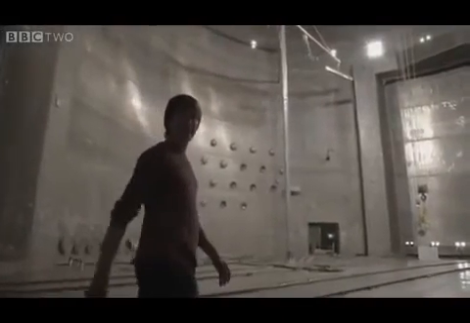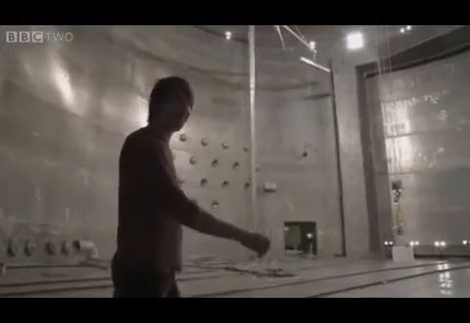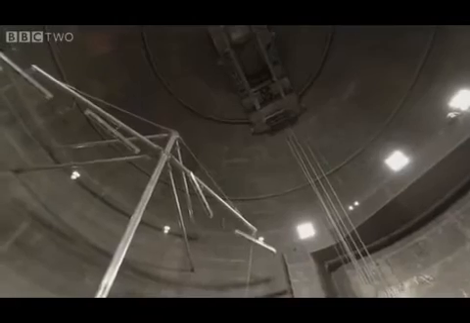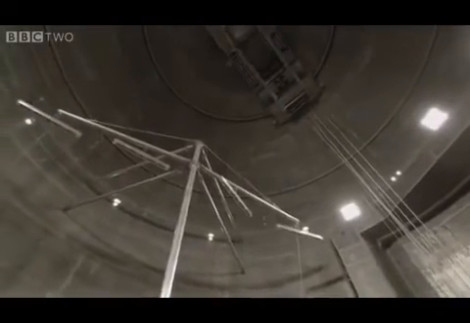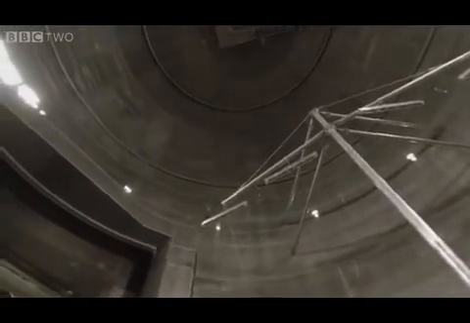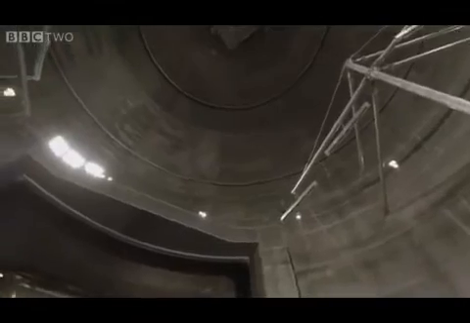This is NASA's Space Power Facility near Cleveland, Ohio, and it is the world's biggest vacuum chamber. It's used to test spacecraft in the conditions of outer space, and it does that by pumping out the 30 tons of air in this chamber until there are about 2 grams left.